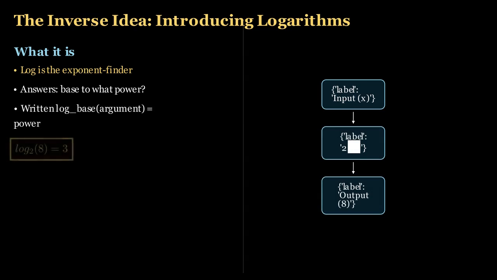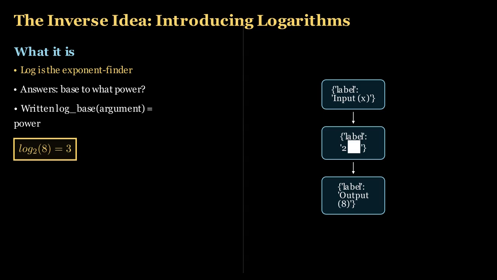A logarithm asks the question backwards: given a base, like 2, and a result, like 8, what power did we raise it to? We write this as log base 2 of 8 equals 3. The little subscript 2 is the base, the number 8 inside is called the argument, and the answer 3 is the power, or exponent. So a logarithm is just an exponent finder. It's the reverse question of exponentiation.